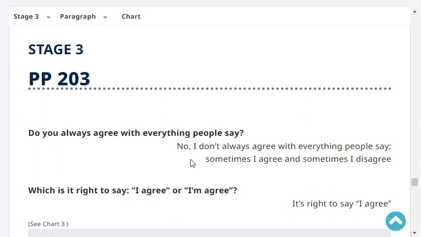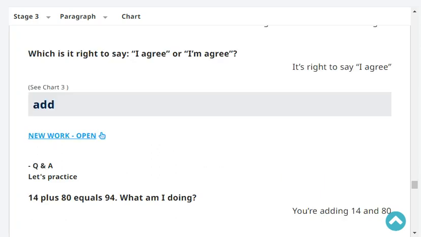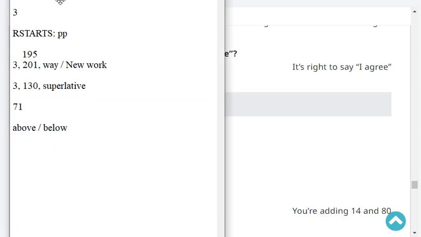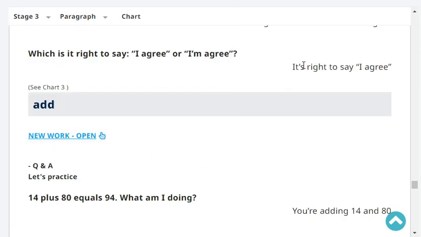Which is it right to say? I agree or I'm agree? It's right to say I agree. Very good.